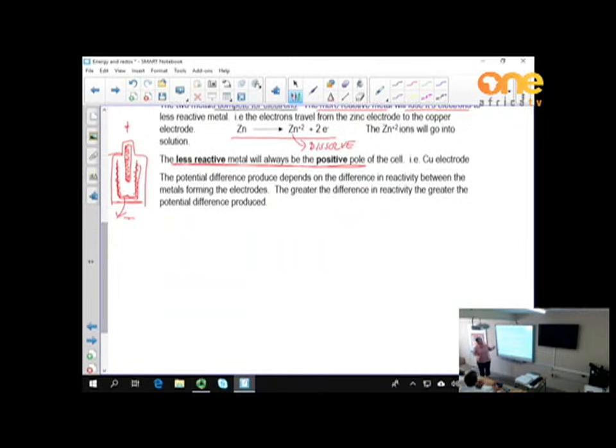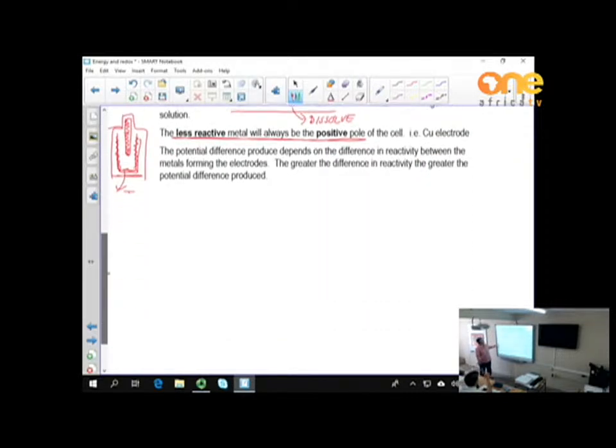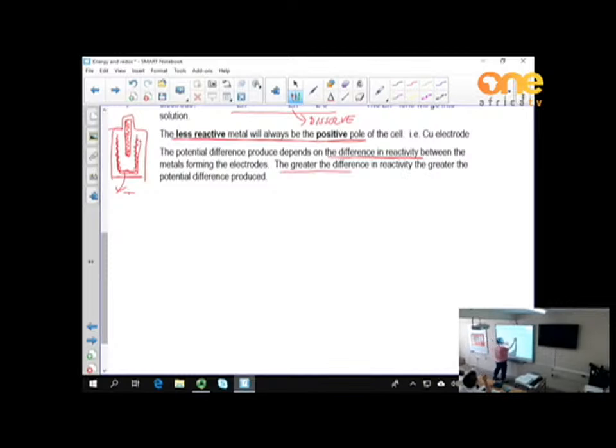The potential difference that is produced between these two metals depends on a couple of factors. The one factor is the reactivity difference. If the reactivity difference is more, it will produce a greater potential difference. It's also got a little bit to do with the concentration of the solution around it, but we don't go into standard cells in our syllabus, so you don't need to do that. The potential difference depends on the difference in reactivity between the metals. The greater the difference, the greater the potential difference produced.